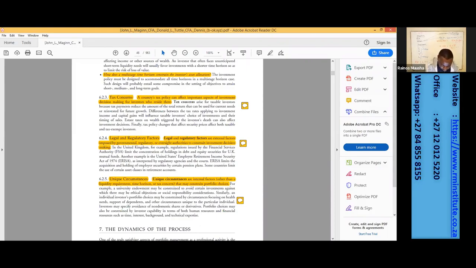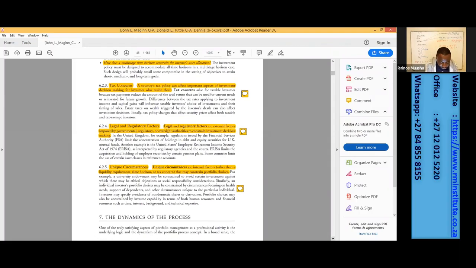The last constraint that we're going to be looking at is unique circumstances. And here they say unique circumstances are internal factors other than liquidity requirement, time horizon, and tax concerns that may constrain portfolio choices. So these ones are quite open-ended. So because of this, I'm just going to highlight some of the examples of unique circumstances here. They say, for example, a university endowment may be constrained to avoid certain investments against which there may be ethical objections or social responsibility considerations.